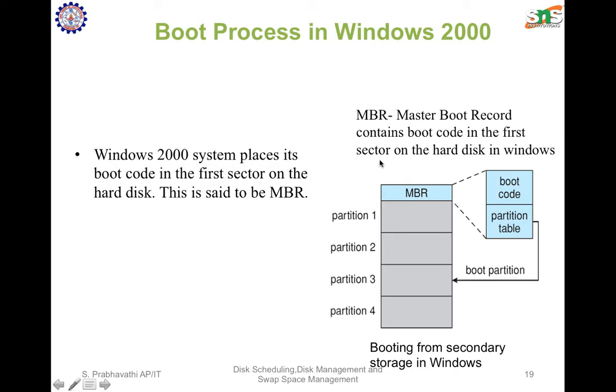So here is an example of how the booting process happens in the Windows 2000 operating system. This is the secondary memory, which is divided into 4 partitions, and the very first sector in the secondary memory holds the complete code of the bootstrap. That sector is specially named the MBR, master boot record. That little tiny bootstrap program identifies the location where the complete bootstrap code is stored, and apart from that, it knows in which partition our operating system is loaded.